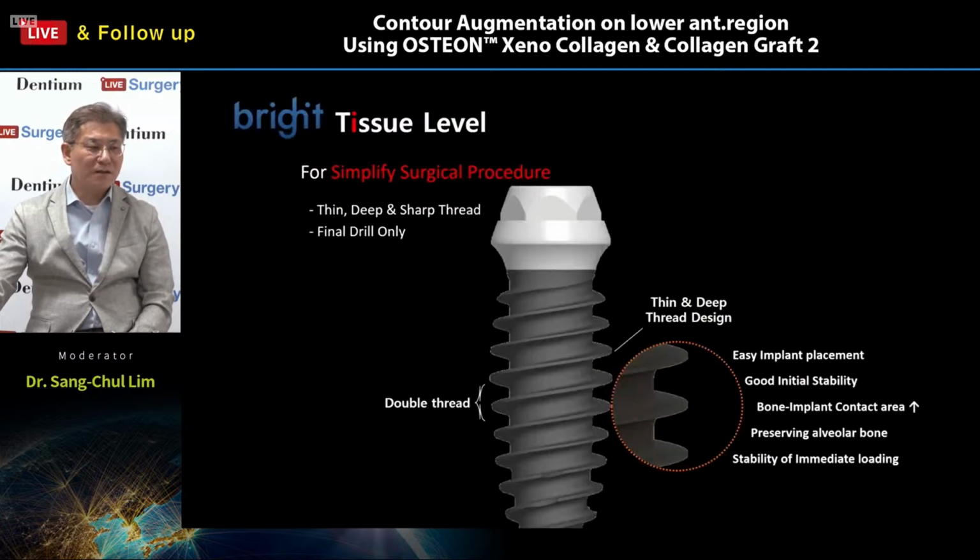About the bright tissue level, this one is actually already improved, already proven for stability, longevity and safety, right? So very thin, deep, sharp thread is one of the keys of this implant system. This sharp and deep thread gives higher insertion torque and initial stabilization, and also easier insertion, in softer bone and hard bone also.